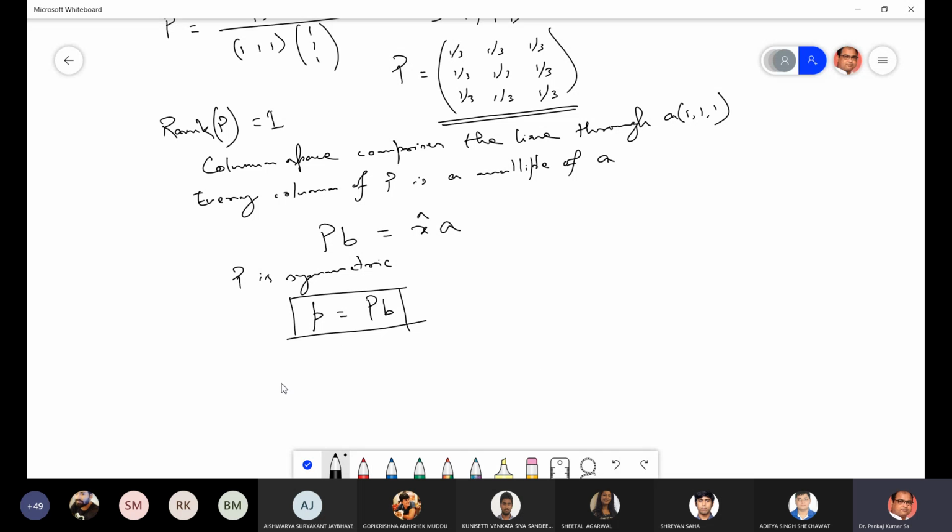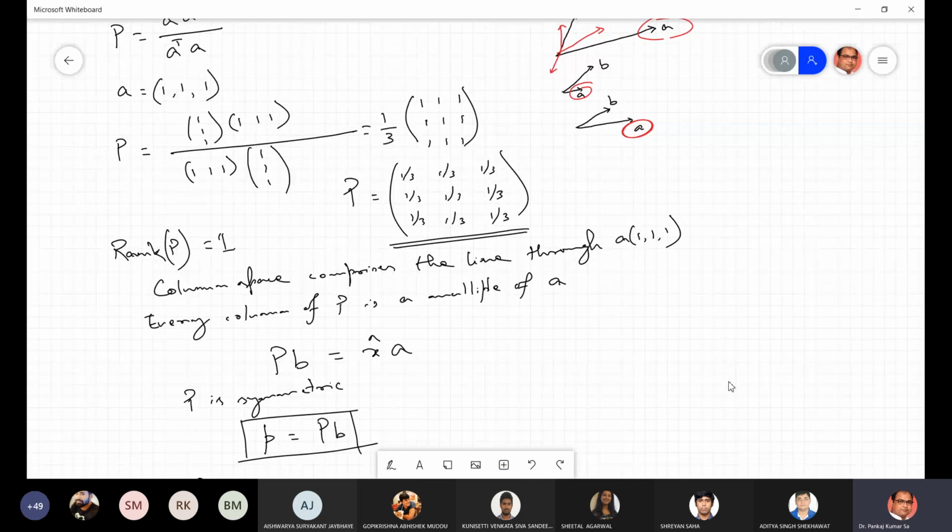By the way, you also find out what P square would be. This I leave it to you. What is P square? What properties it has got? One more thing. What happens if, yeah, that is what I have written here, drawn here actually.